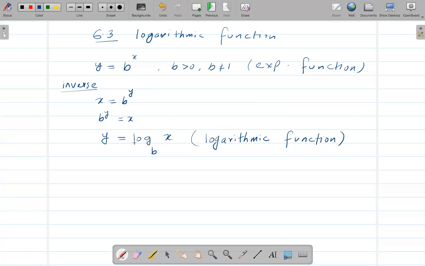Okay, and again, the same condition applies for this one too. So b must be greater than 0 and b cannot be 1.